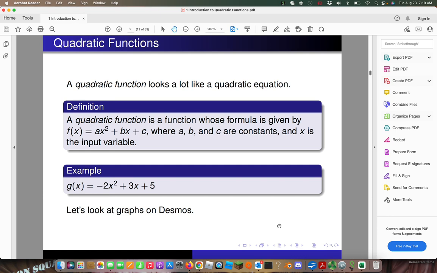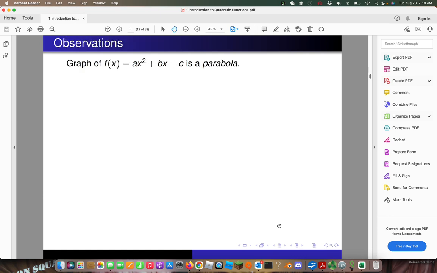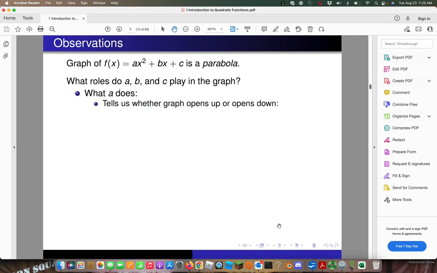All right, so now we've had a chance to look at graphs on Desmos. Let's make some comments on what the graph looked like for different values of A and B and C. First, I want to note that for all values of A, B, and C, the graph is what's called a parabola, which means it has kind of a U shape, either a U shape opening up or a U shape opening down. And the other thing that we talked about was what the different roles that A, B, and C play in the graph.